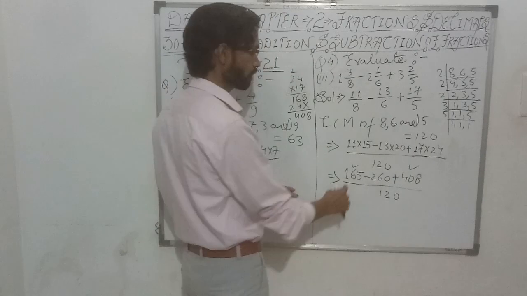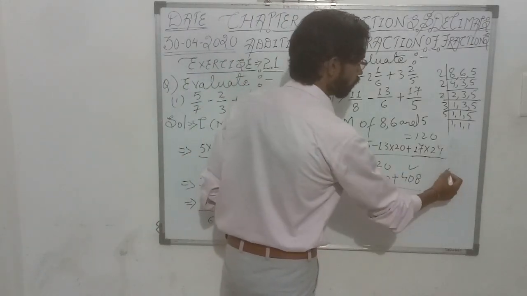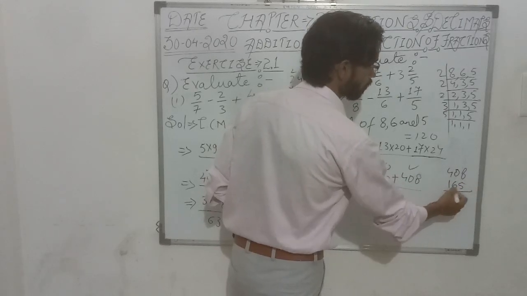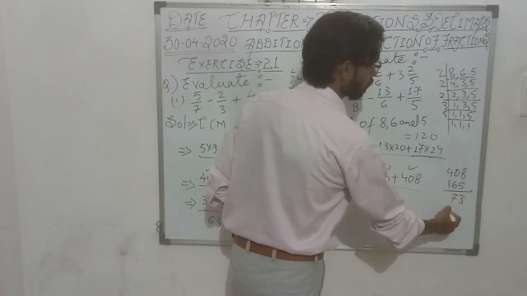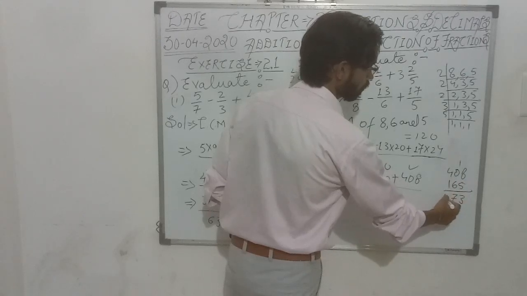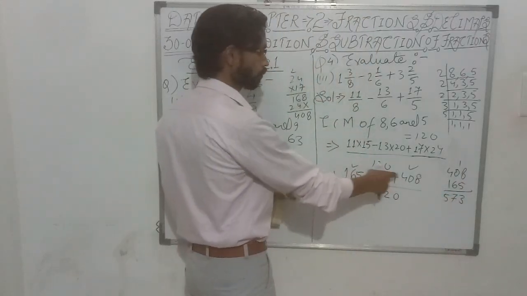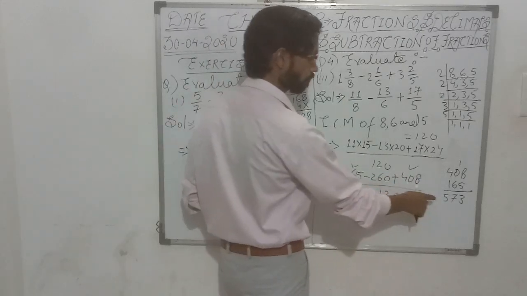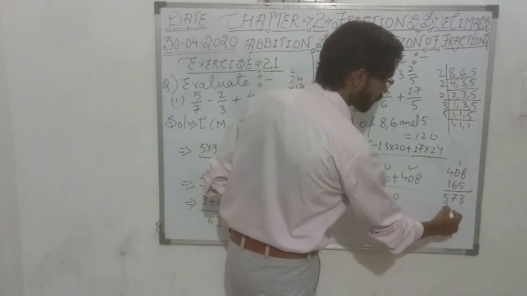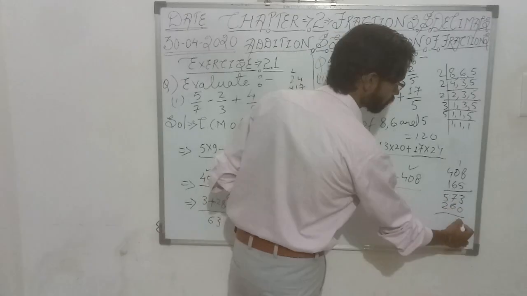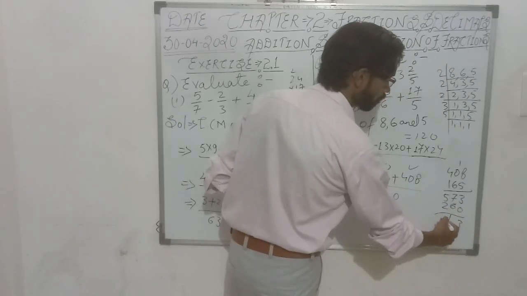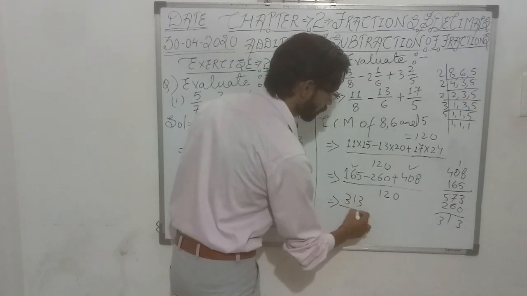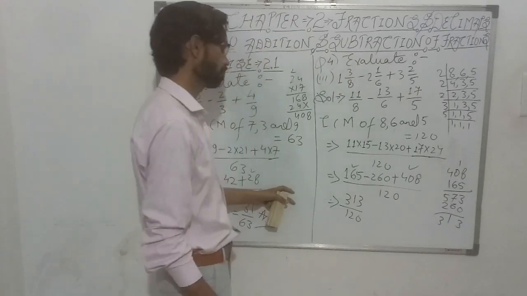What we can see here is that this value is in the plus and this value is in the plus. So first of all we'll add both of the values, that is 408 and 165, which gives 573. So both the numbers' addition got 573. That means from 573 we'll subtract 260. When we subtract this, we'll get 313. That means our final answer is 313 upon 120.